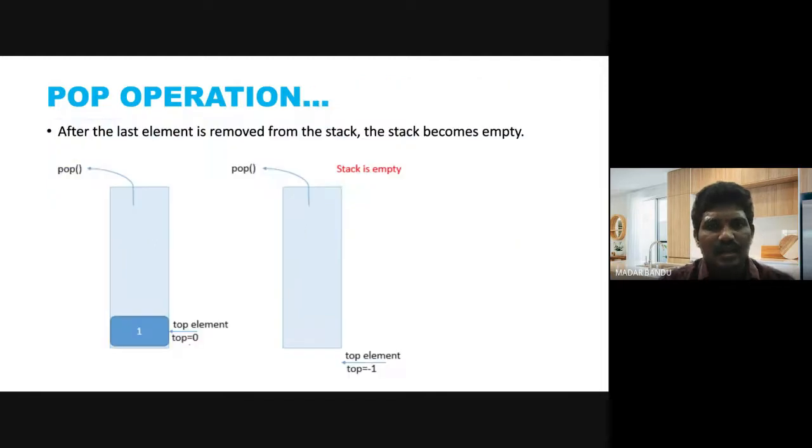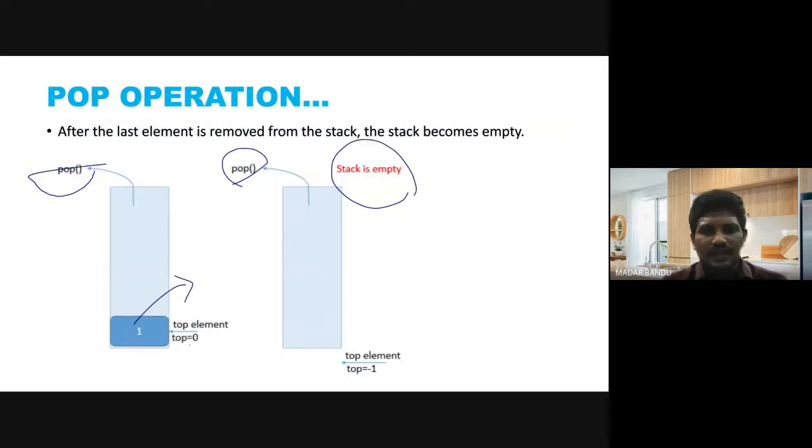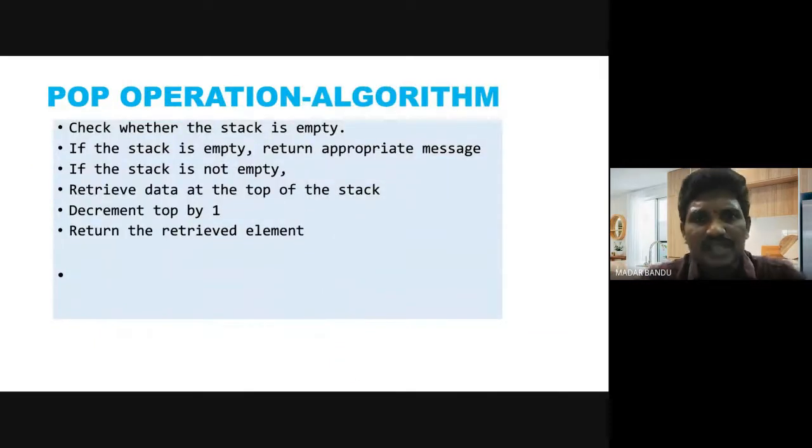Then you can see the pop operation algorithm. Check whether the stack is empty. Before you remove an element or call the pop operation, you check whether the stack is empty or not. If the stack is not empty, you can remove the top element from the stack. Again, the top value is decremented by 1. I just wrote the algorithm, please check it once. As per that algorithm, we can write the program.